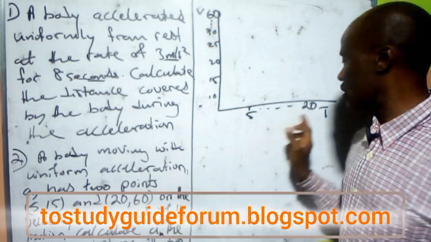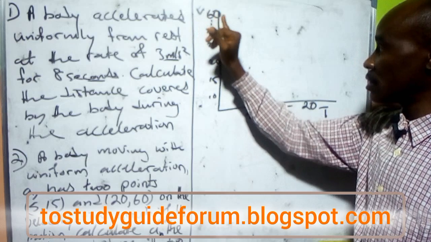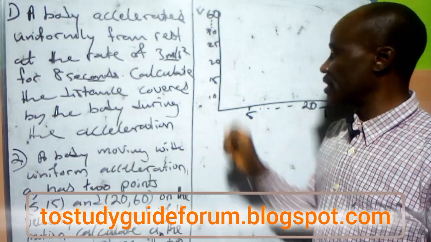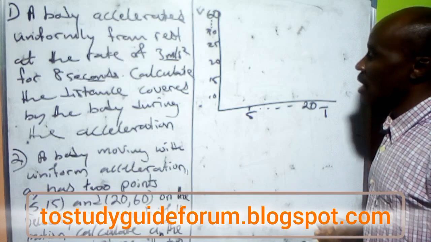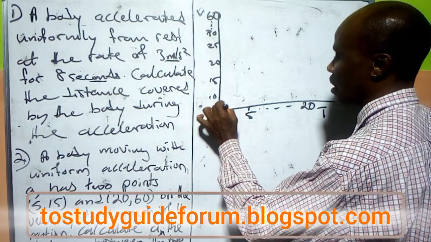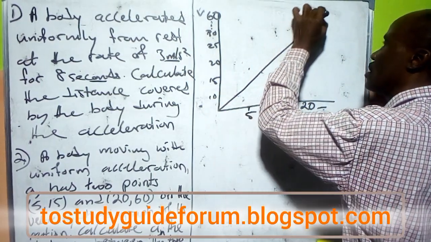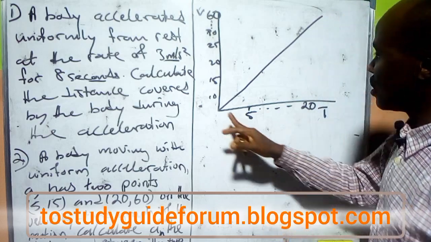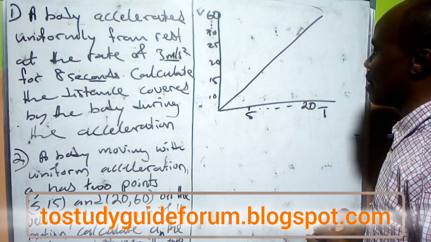This is 20 for the time and 60 for the velocity. Here we have 5 for the time and 15 for the velocity. Now, meaning that this is the acceleration itself. Since it accelerated uniformly, that means it's uniform acceleration that we have here.